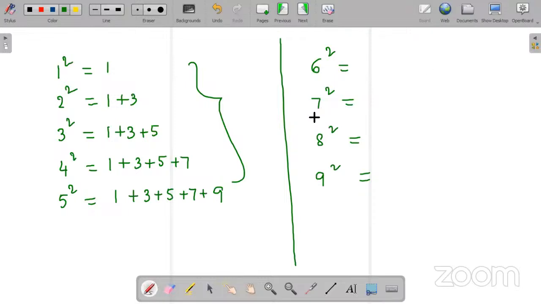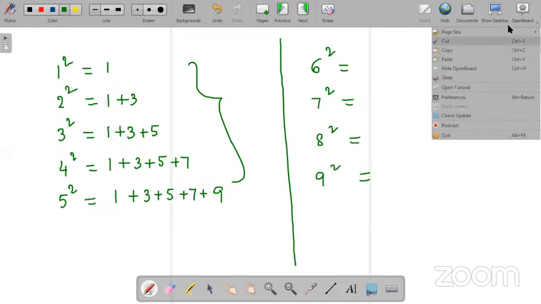Express 6 square, 7 square, 8 square and 9 square as sums of odd numbers. I will check your answers.